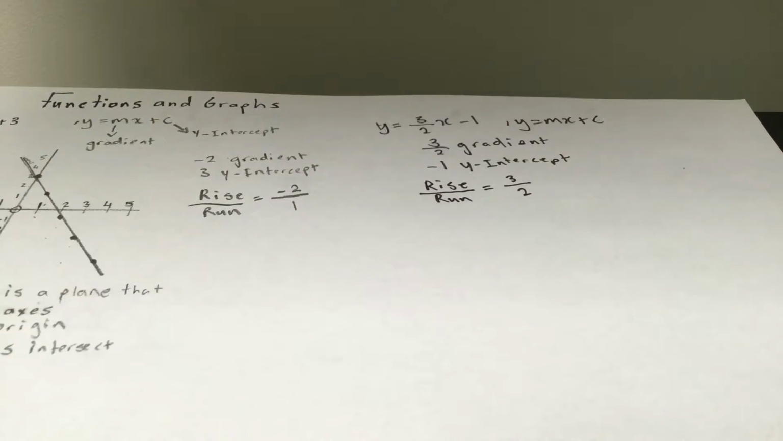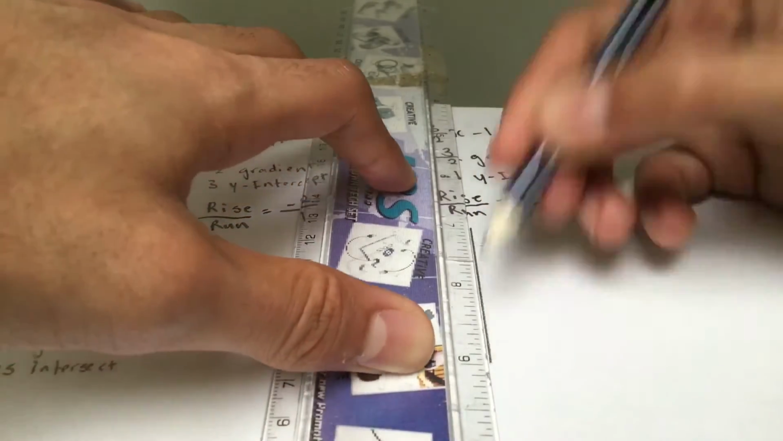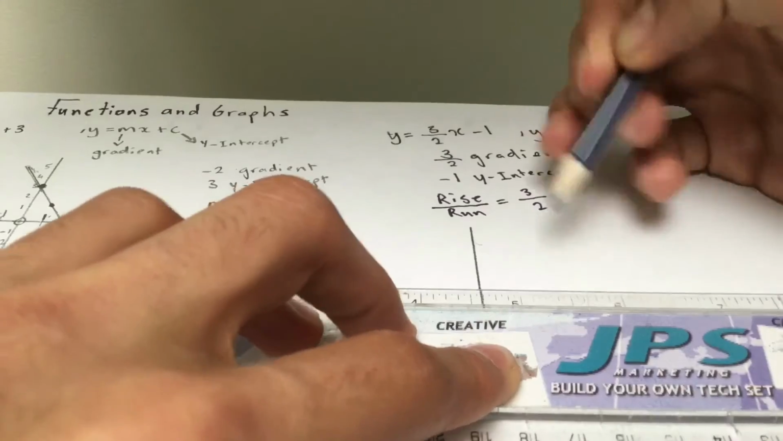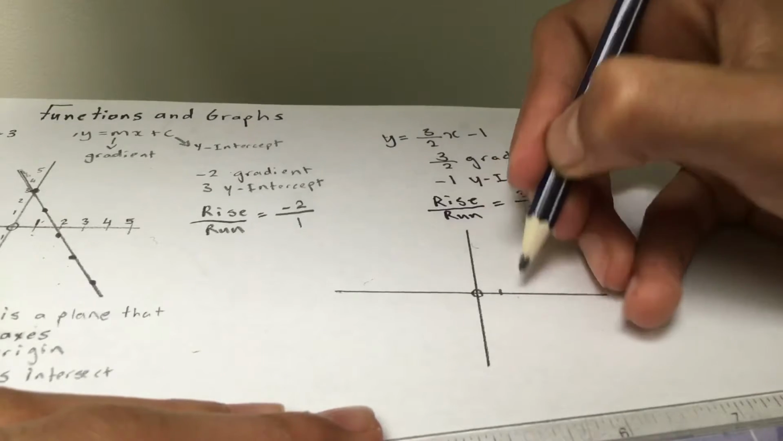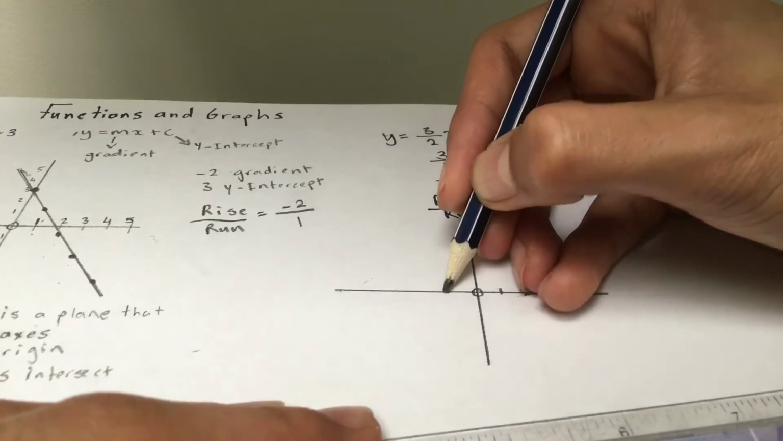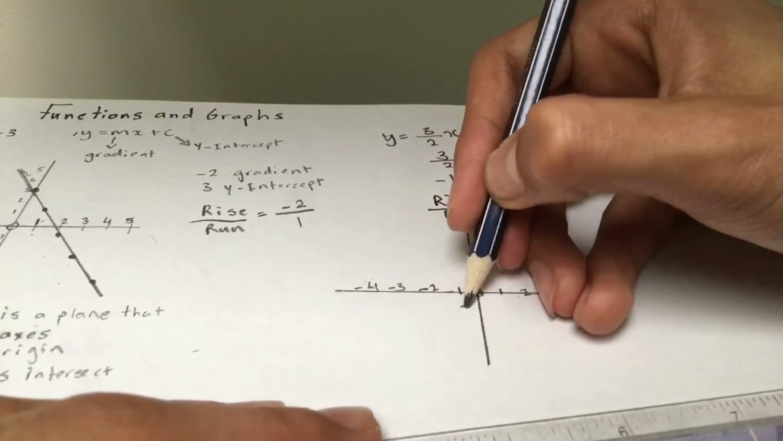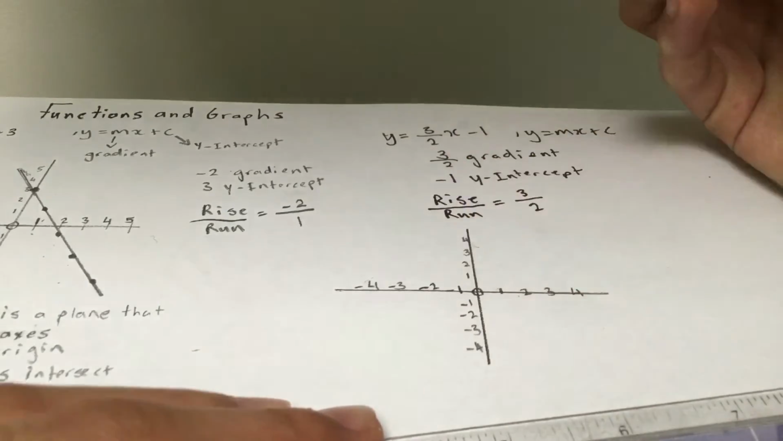So now we have to draw our graph. We draw the y-axis first, and then we draw our x-axis. So we do the origin, which is at 0, 0, and then we go 1, 2, 3, 4, and then we do it to the other side: -1, -2, -3, and -4. -1, -2, -3, -4. 1, 2, 3, and 4.